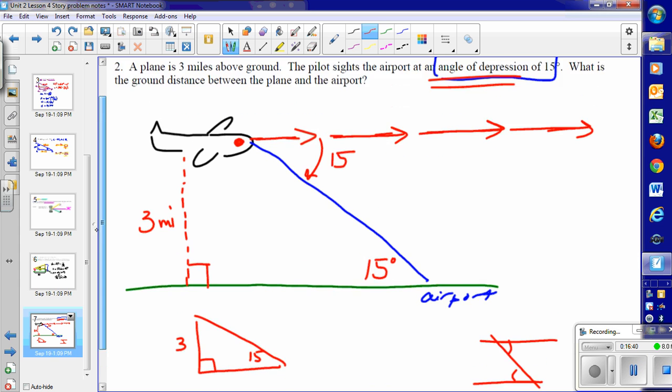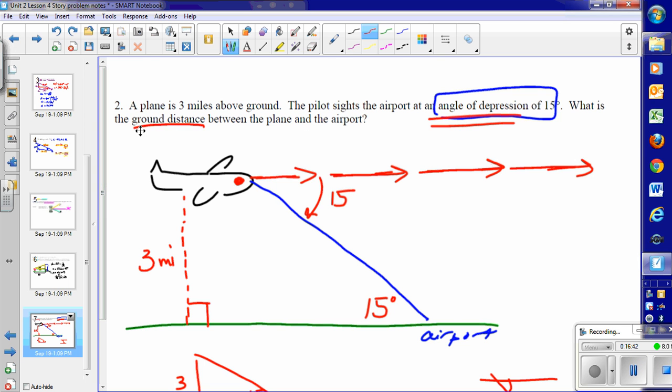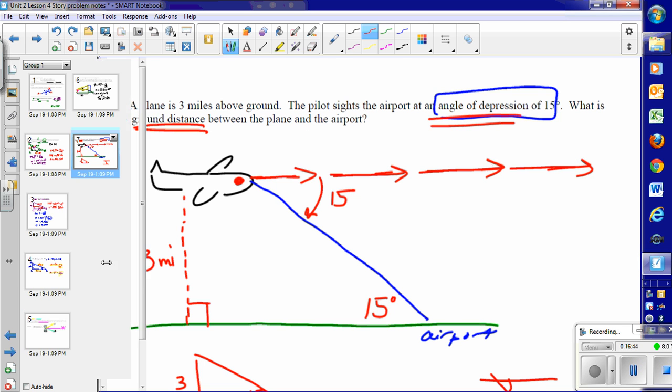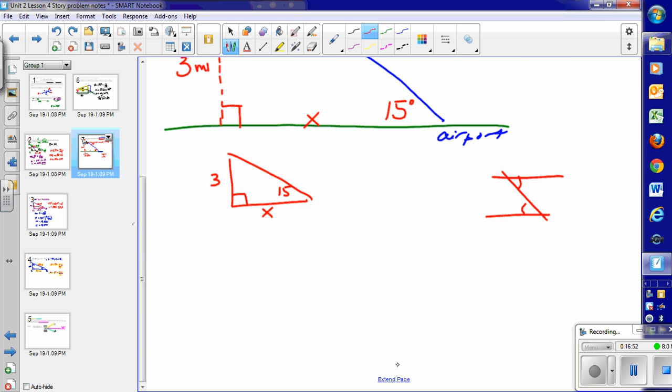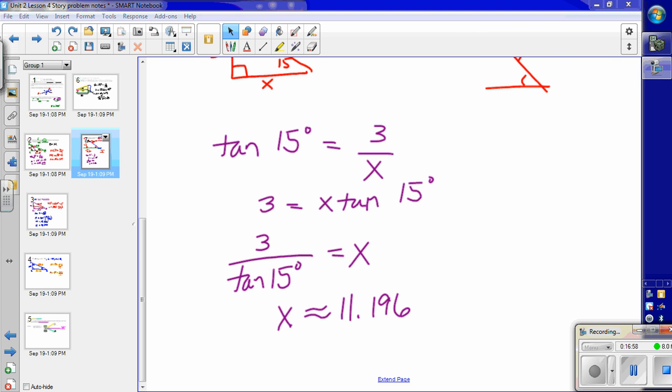And then we are supposed to figure out the ground distance between the plane and the airport. The ground distance would be along here. So we just have to do one little SOHCAHTOA problem. I want you to pause and come back and see your answer. See if it's right. Okay, here's my work. I found out that the airport and the plane by ground distance are about 11.2 miles apart, and here's my work, okay?